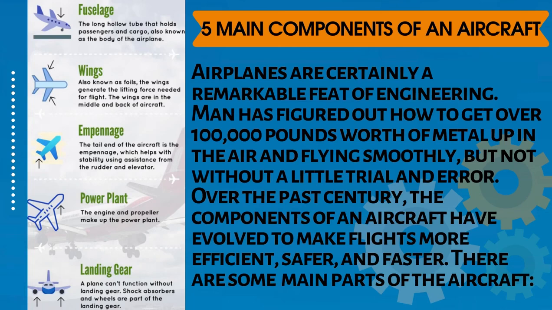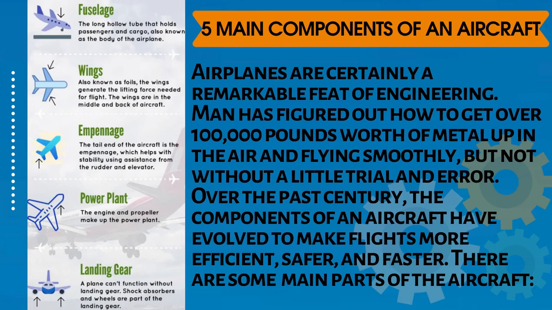Empennage: the tail end of the aircraft. The empennage helps with stability using assistance from the rudder and the elevator. Power plant: the engine and propeller make up the power plant. Landing gear: a plane can't function without landing gear. Shock absorbers and the wheels are part of the landing gear.